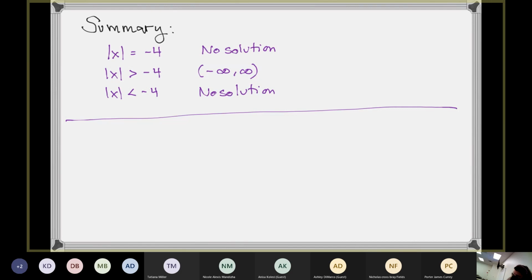If you have the absolute value of x is greater than, let's say, 4, then this really changes into an or statement: x is less than -4 or x is greater than 4. And the interval notation would be -infinity to -4 union 4 to infinity.